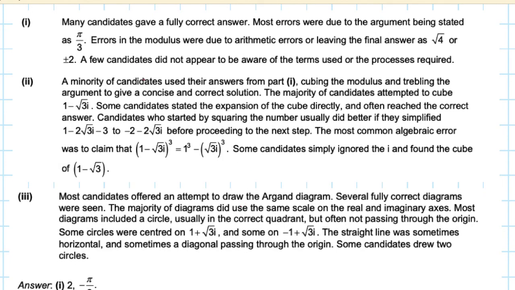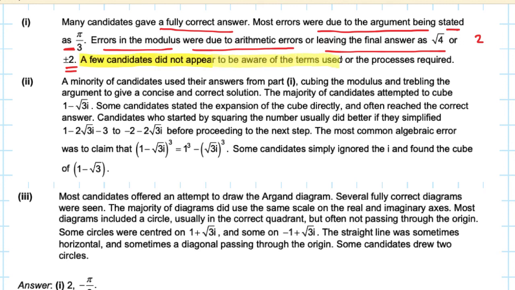Okay, so many candidates gave a fully correct answer in part 1. Most errors were due to the argument being stated as pi by 3. Errors in modulus were due to arithmetic errors or leaving the final answer as square root 4, which we should have written as 2 or plus minus 2. If a candidate does not appear to be aware of the terms used or the process required, they had no idea how to deal with this kind of question, though few of them, most probably.